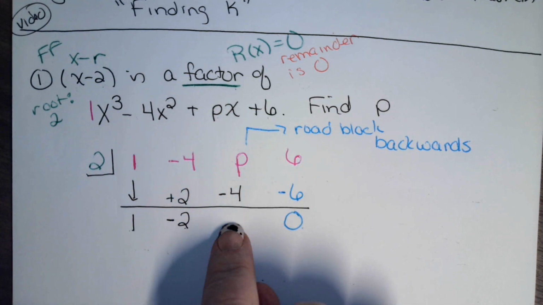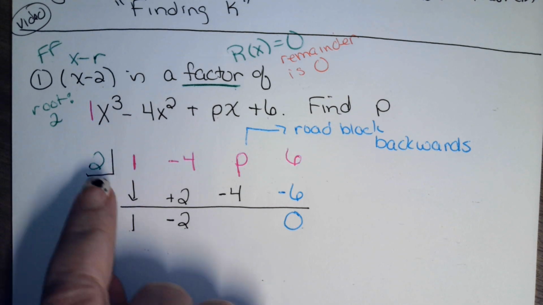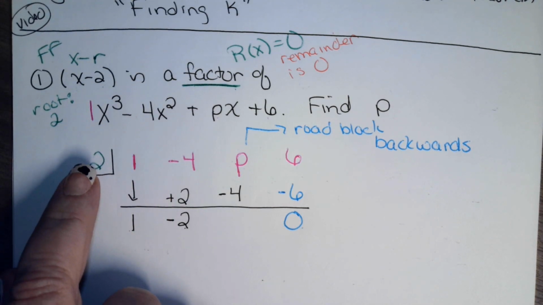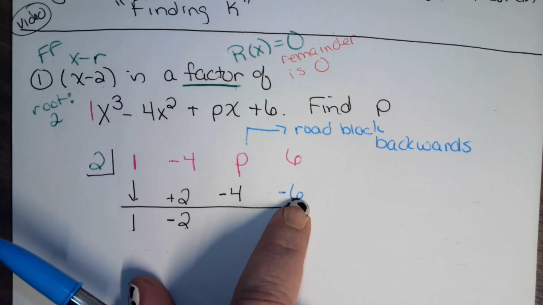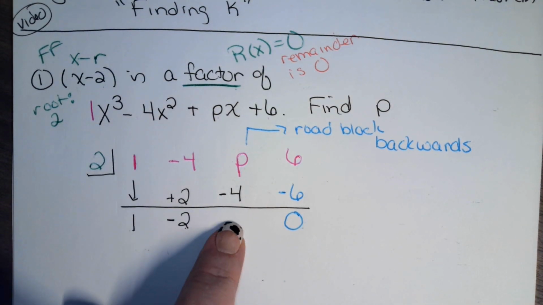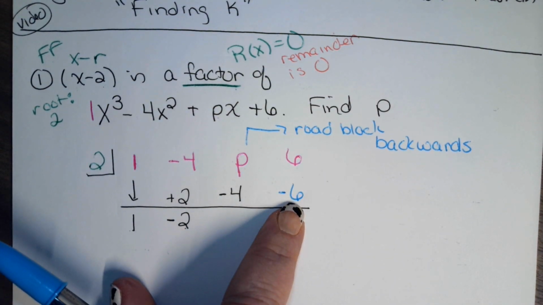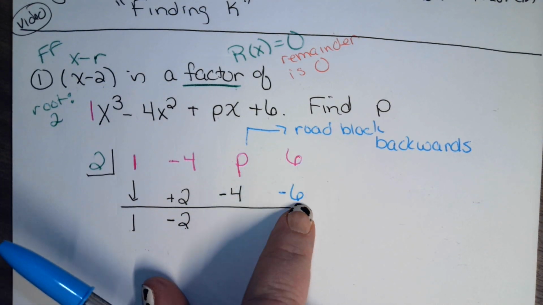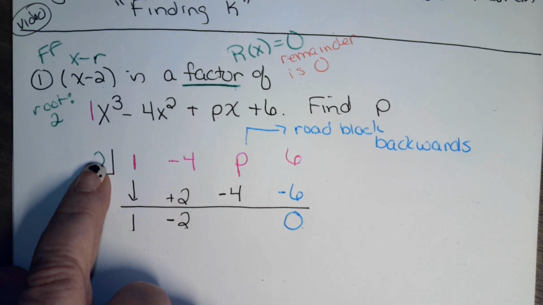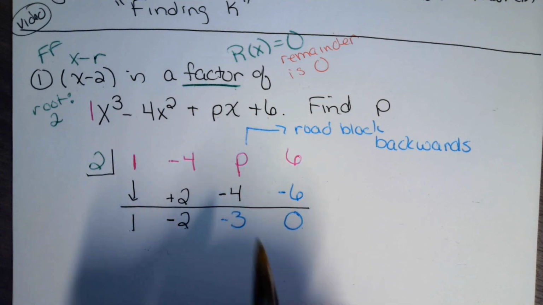Okay, so I need to figure out what this right here is. So in order to figure that out, think about this. You had to say 2 times this value to get that. So now we're going to divide negative 6 by 2 to get this right here. So working backwards, instead of multiplying like we did when we worked forward, we're going to work backwards and divide. So negative 6 divided by 2 is negative 3.